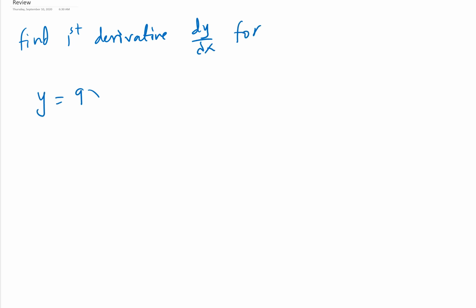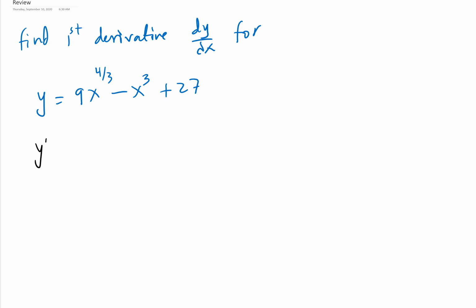This is review for exam 1. Reviewing by taking some examples. So for example, find the first derivative y prime or dy/dx for y equals 9x to the 4/3 minus x cubed plus 27.